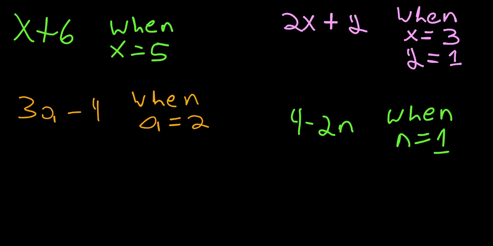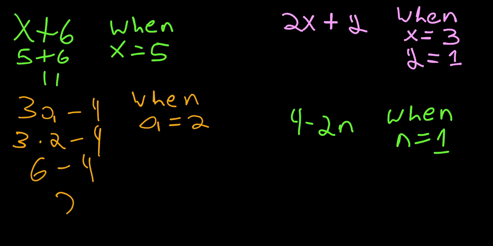Okay, so for the first problem, x plus 6 when x equals 5, that is equivalent to 5 plus 6, which is equivalent to 11. Plug in that x in. Now what about when a equals 2? So we have 3a minus 4 when a equals 2. We must remember parentheses, exponents, multiplication, division. So we do 3 times 2 minus 4. We must do the multiplication first. We get 6 minus 4, which is 2. Our final answer is 2.